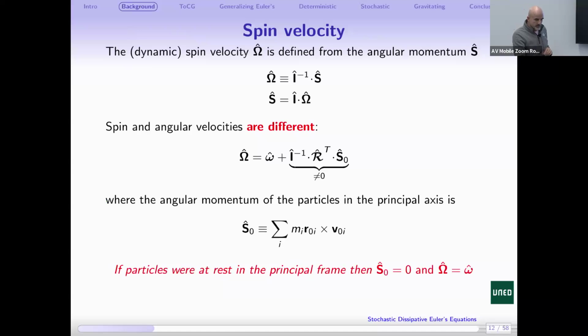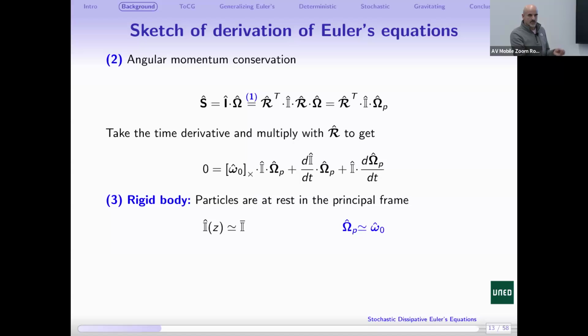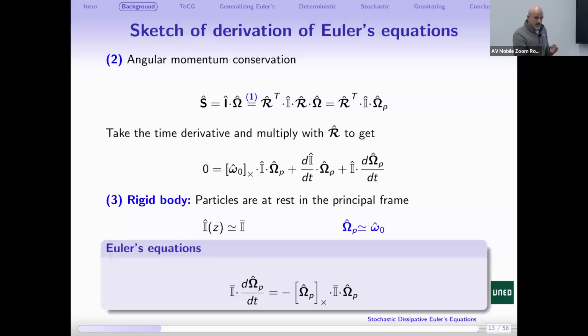The time derivative, and then you multiply with R. It involves 3 derivatives: the derivative of this object, the derivative of this object, and the derivative of this object. This gives these 3 terms here. And then you make the third assumption, which is the rigid body, which essentially tells you that, because the particles do not move, the eigenvalues of the inertia tensor are constant. Therefore this term drops from the equation. And the next thing you say is that the angular velocity that came from the derivative of the rotation matrix is equal to the spin velocity. So you substitute this here, and then you get Euler's equations.